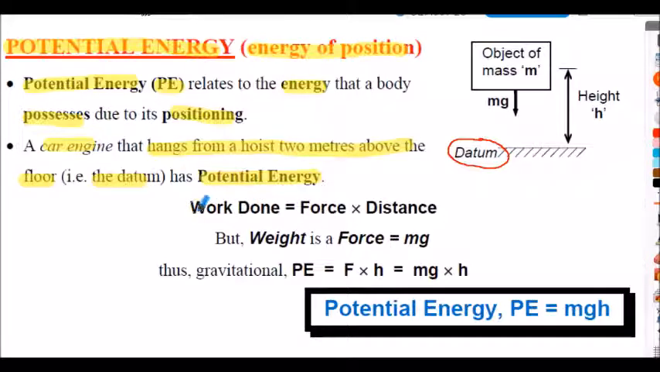Now we know that work done is force multiplied by distance. And we know that weight is actually a force that we calculate by mass multiplied by gravitational acceleration. So potential energy is essentially the force multiplied by the distance, that's the work done. And in this case, the force is mass times gravity, and that's multiplied by h, the height above the datum. So the formula for potential energy is simply stated as P is equal to mgh.